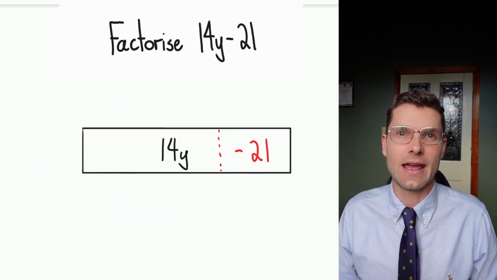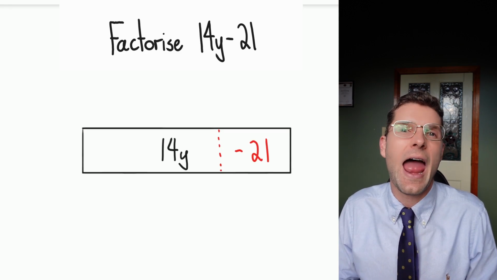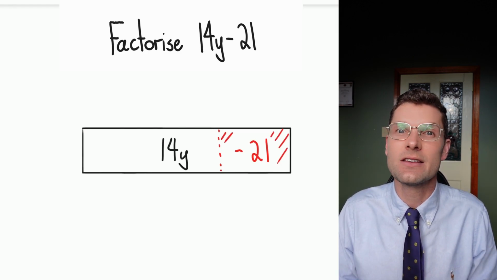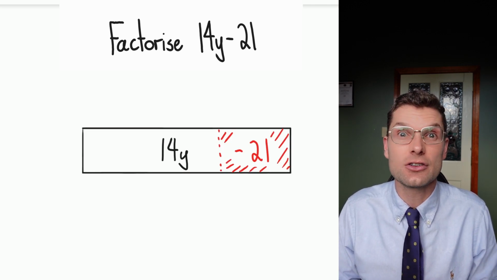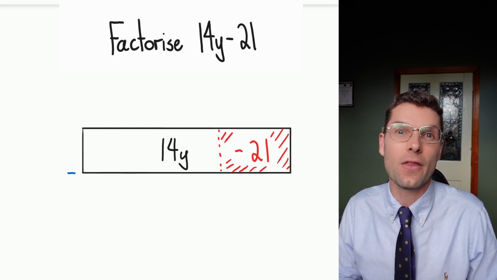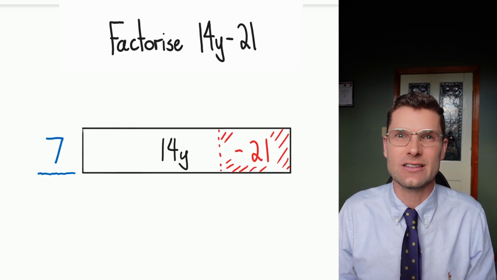So this also works for negative numbers. For this rectangle, the whole thing is equal to 14y, and then I'm taking away 21. So I've got 14y minus 21. Again, I've just got to do the exact same stuff. I have to find the highest common factor between 14y and 21, and that's going to be equal to 7.